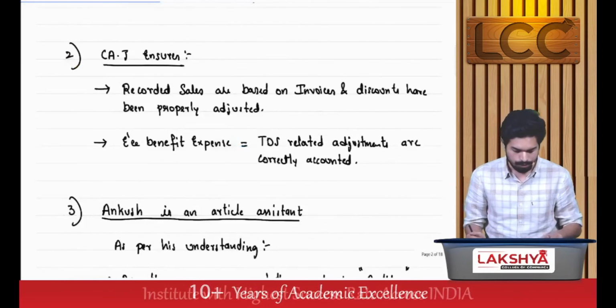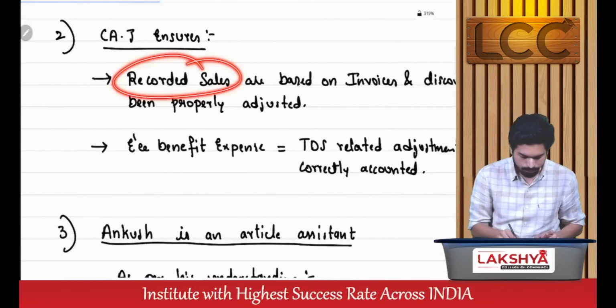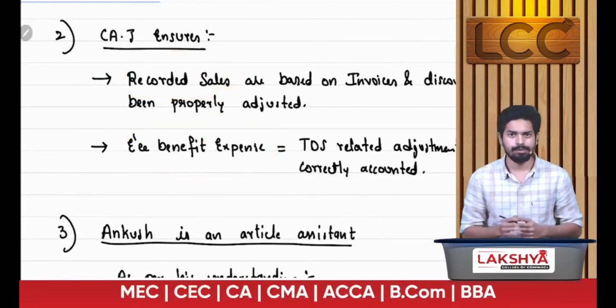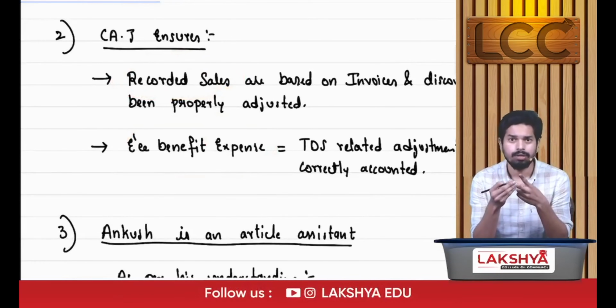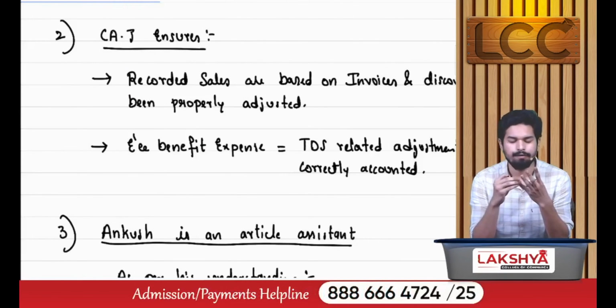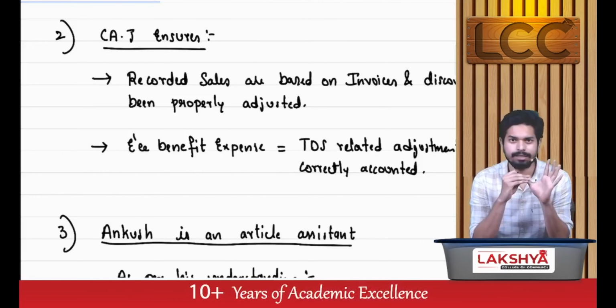See, first of all, both these are transaction items. Yes or no? Now, what are the assertions relating to transaction items? 1. Occurrence. 2. Completeness. 3. Accuracy. You can also call it measurement. 4. Cutoff. And 5. Presentation and disclosure.